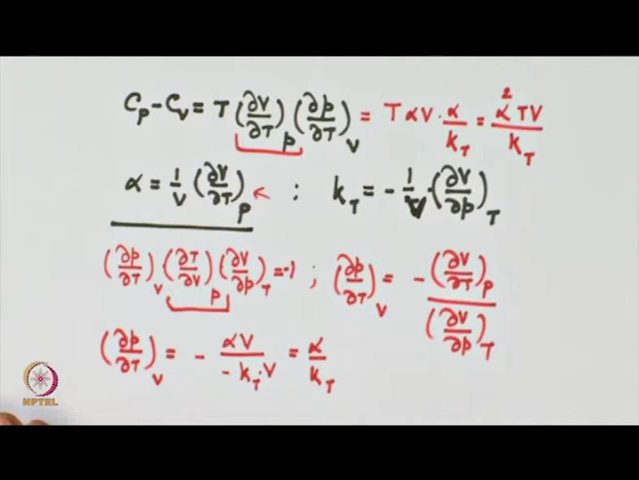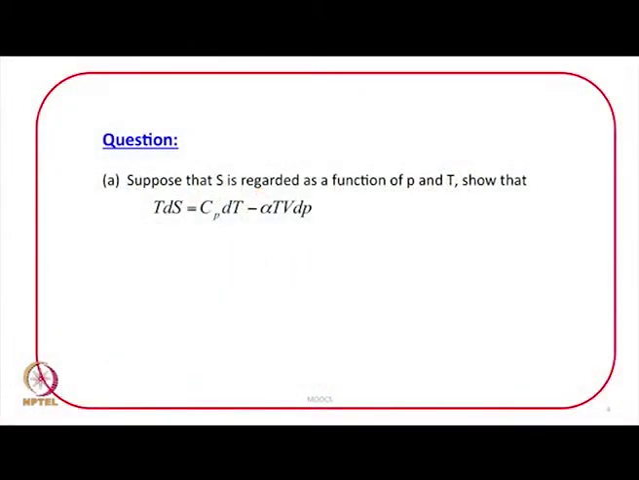Now let us take a look at another question. Suppose S is regarded as a function of P and T, then show that TdS is equal to Cp dT minus alpha T V dP. Let us see how we use the given information to come up with the answer.